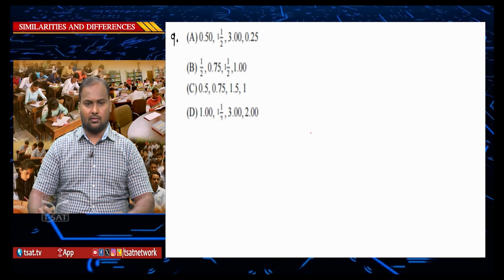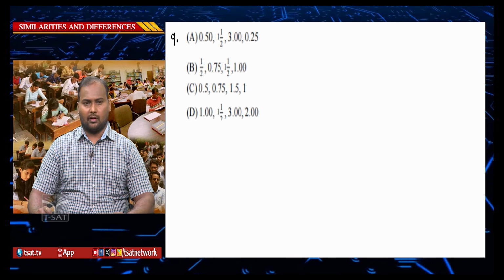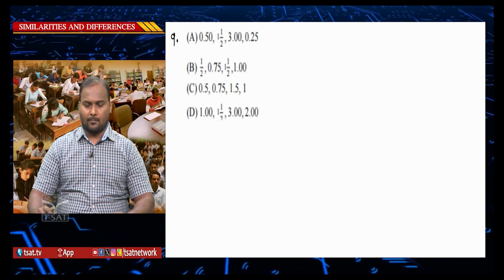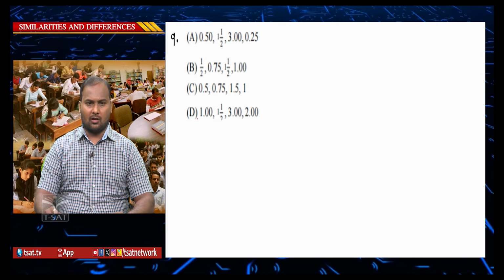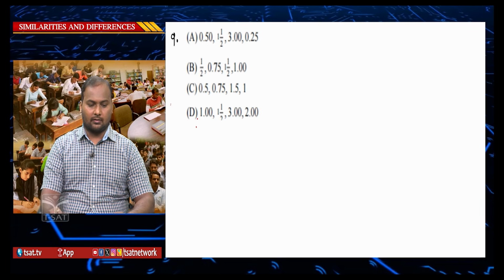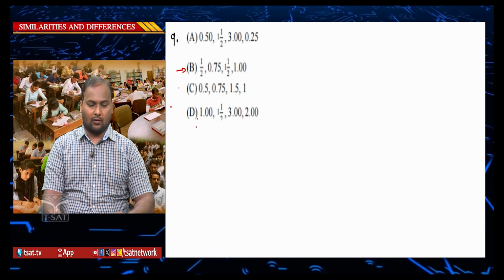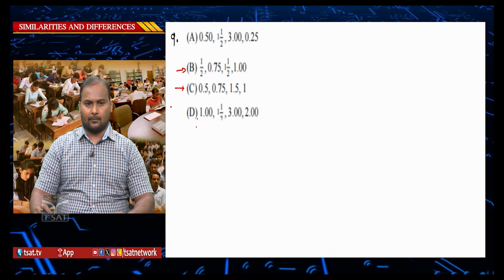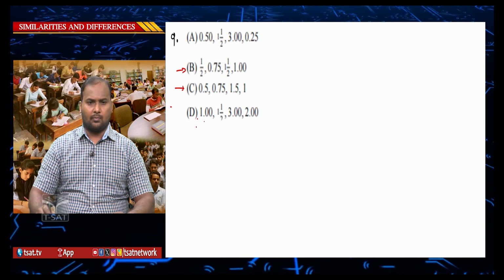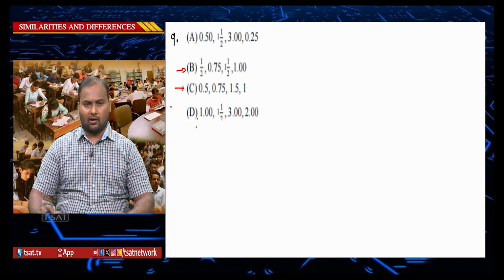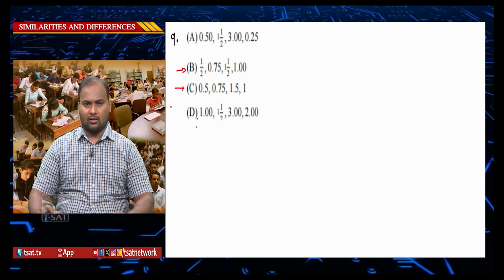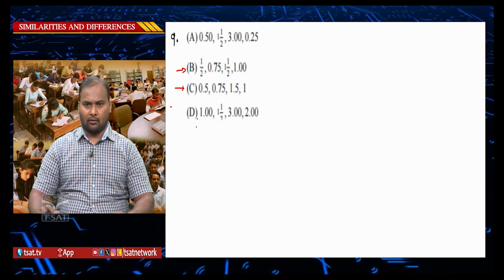If you see this question, 0.5, 1.5, 3.25. But if you see this logic here, the 2 options, that is option B and option C, both are similar. Option B has half, 0.75, 1.5 and 1. Similarly, option C also has 0.5, 0.75, 1.5 and 1.